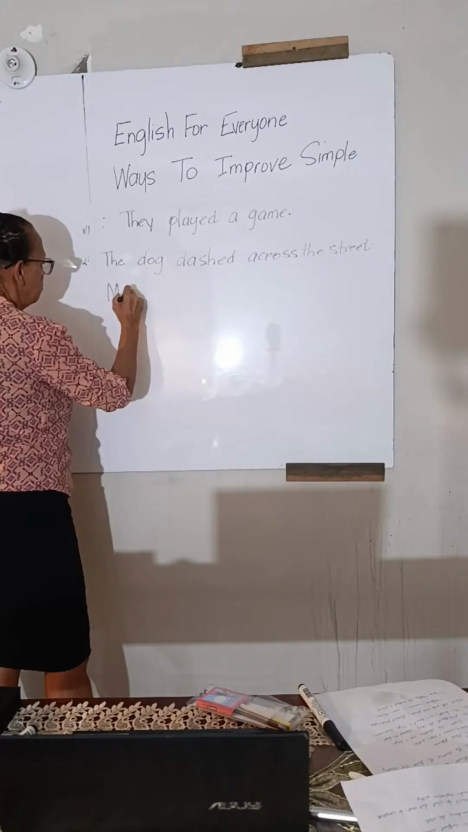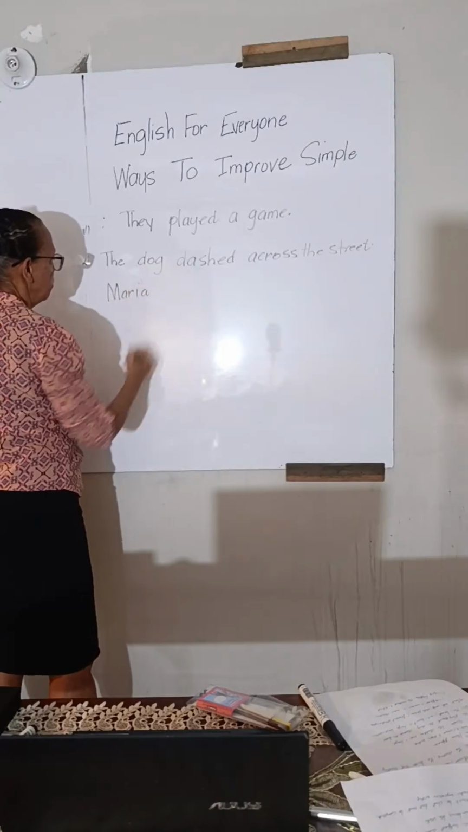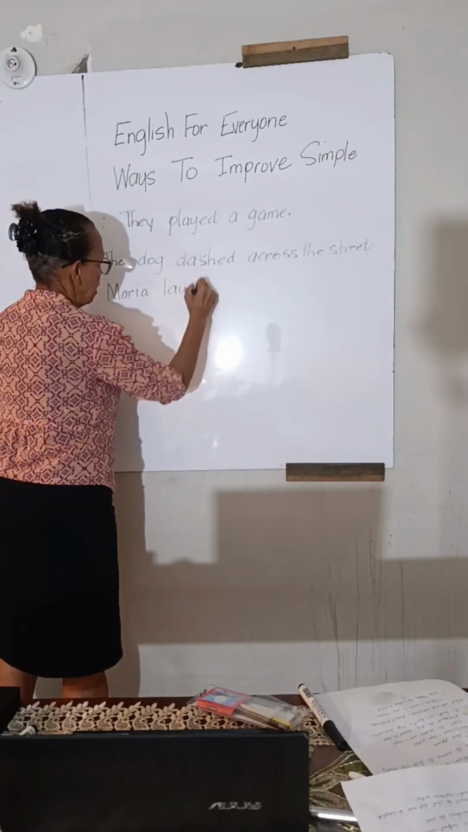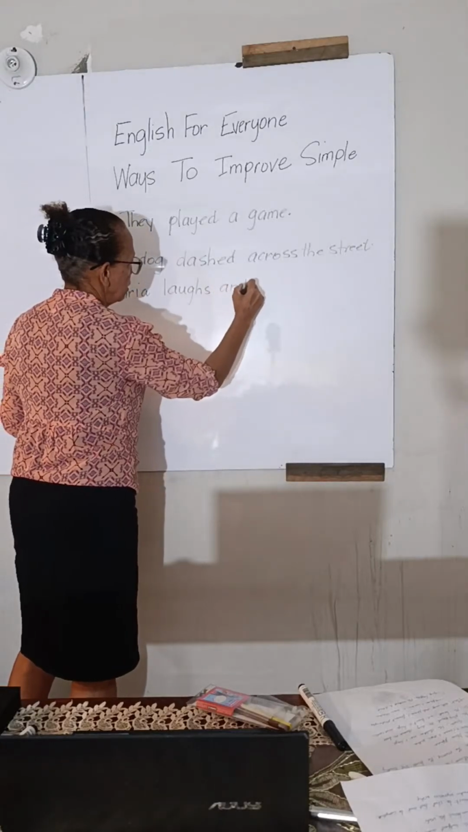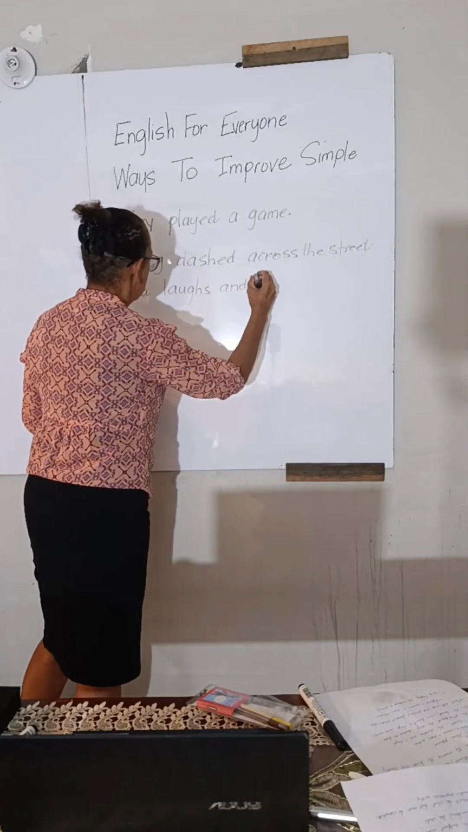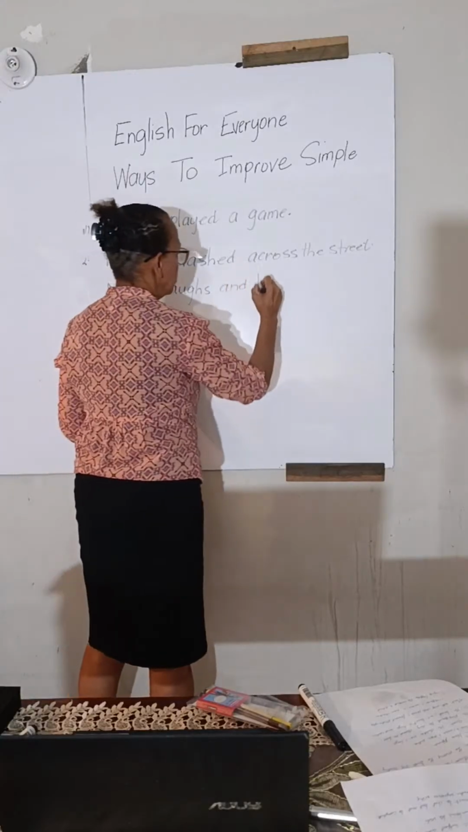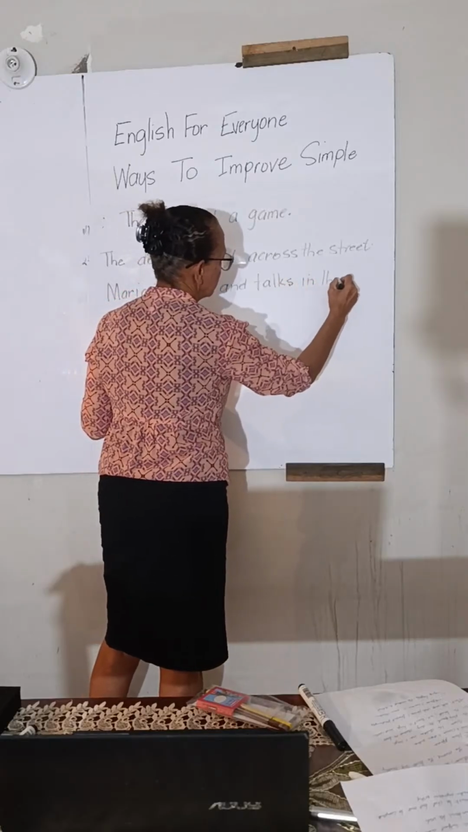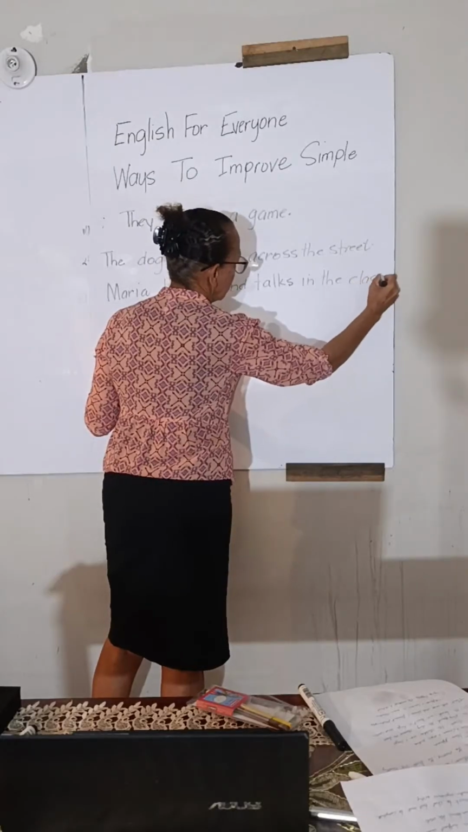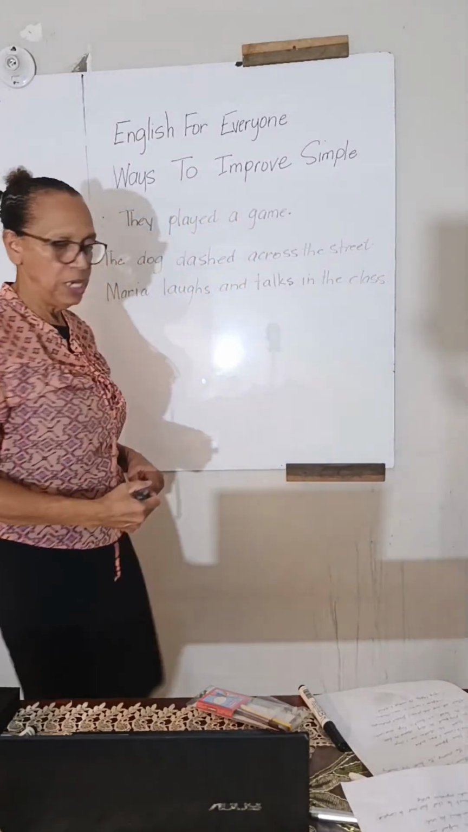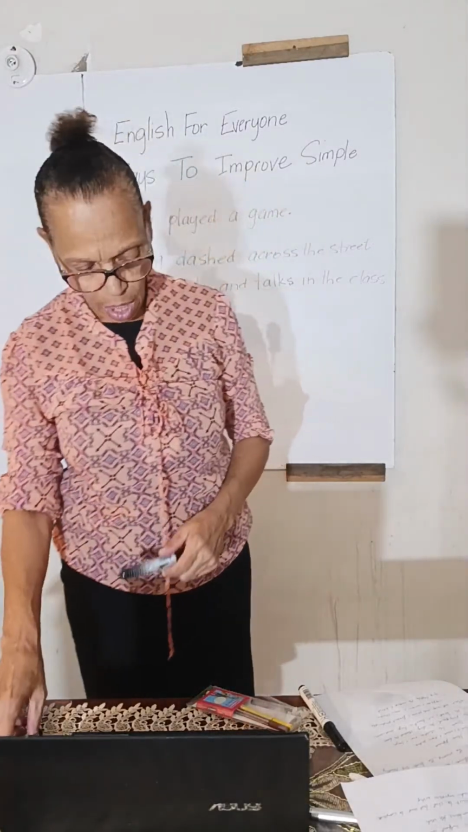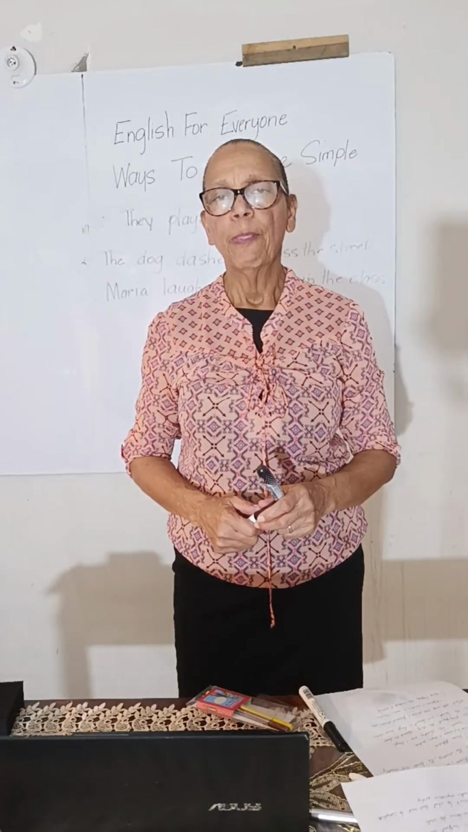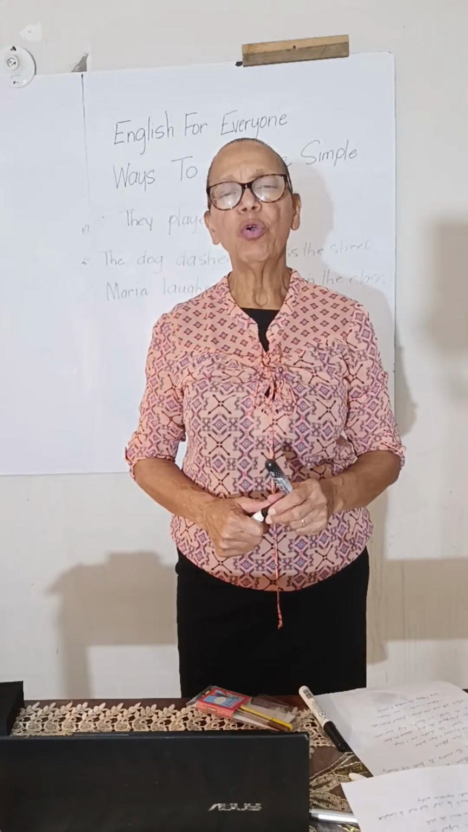Maria laughs and talks in the class. All right. How could we improve those three sentences? How could we improve them? How could we, instead of having the subject, the verb, and the object, how could we improve those sentences?